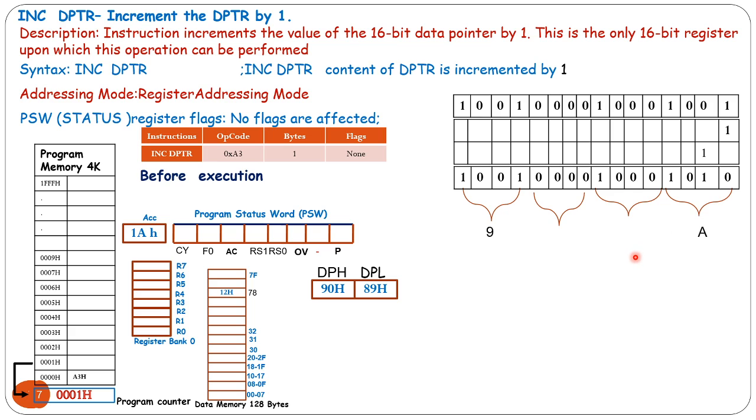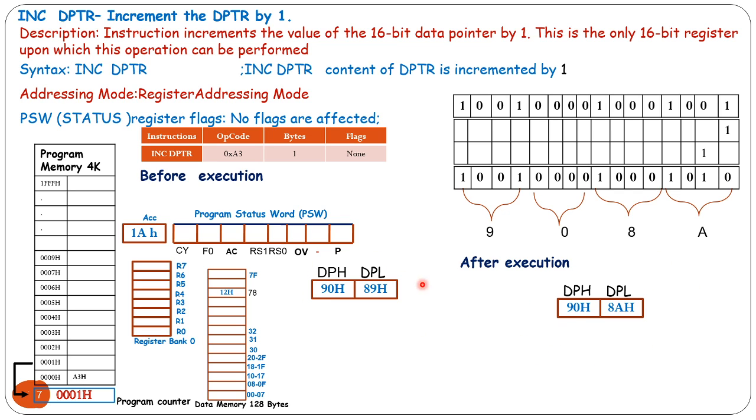What will be the value here? Only this is incremented by 1, meaning this 9 becomes A here, and the other bits are 1000, 0000, 1001 meaning 9. So after execution, only the DPTR content changes. The lower byte becomes 8AH and the upper byte remains as it is, 90H. So before execution it is like this, and after execution it is like this.